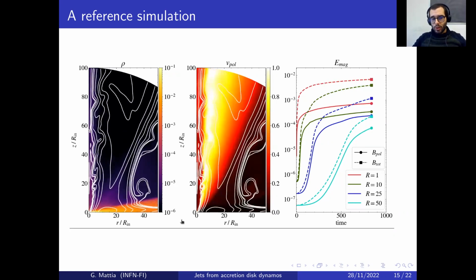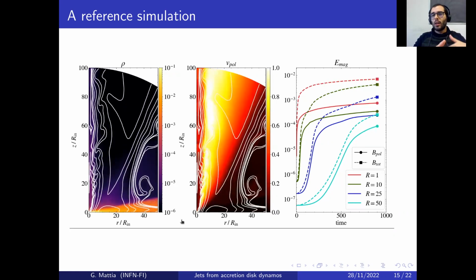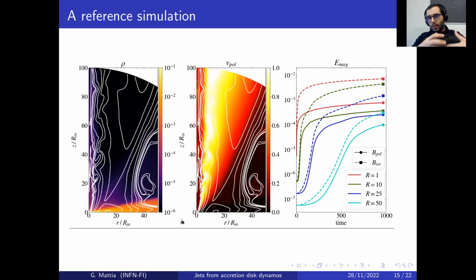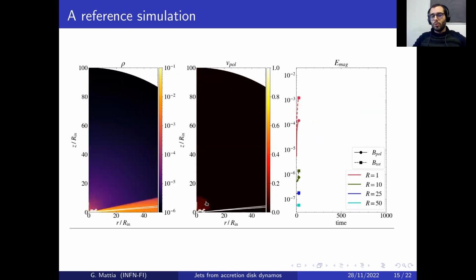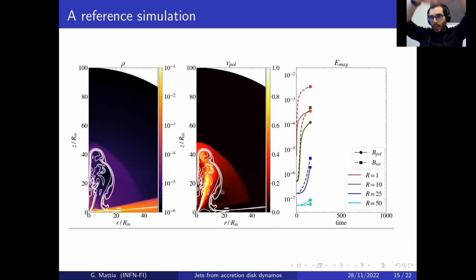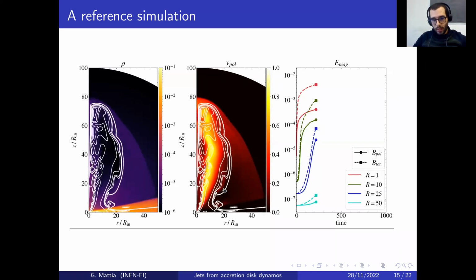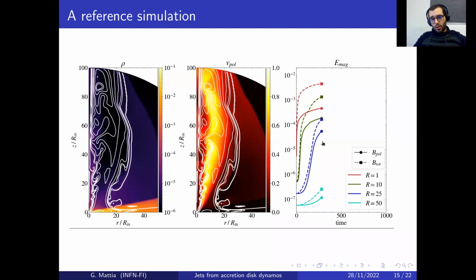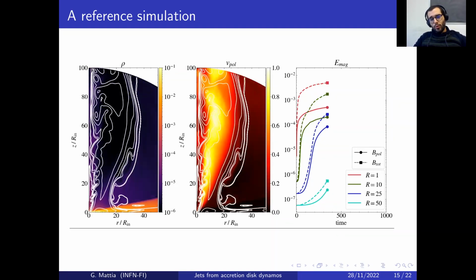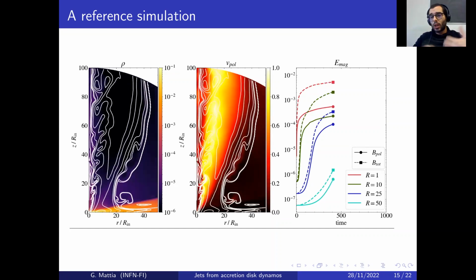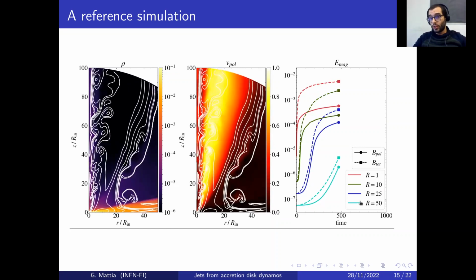But as time goes, the magnetic field lines, let's say, change the orientation to a more standard Blandford-Payne outflow mechanism, especially when they open up because we reach the end of the domain. As the simulation goes, the magnetic field is diffused, and also the dynamo starts to play a role in the outer regions of the disk.